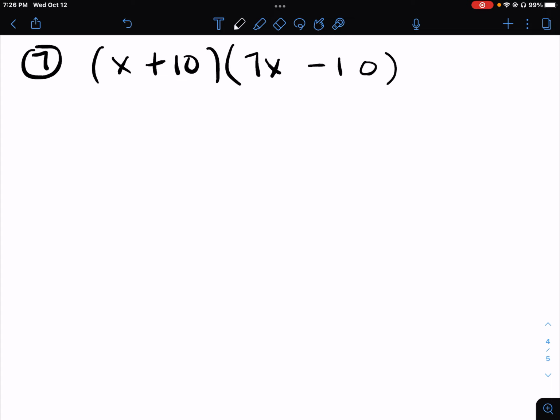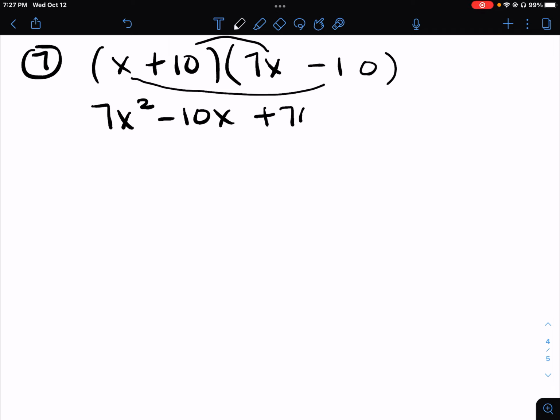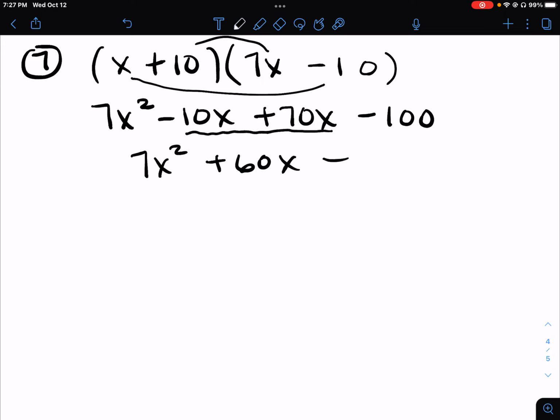Okay, this is also a FOIL problem. First, x times 7x. Outside, x times negative 10. Inside, 7x times 10. Last, 10 times negative 10. Like terms, 70x minus 10x is 60x.